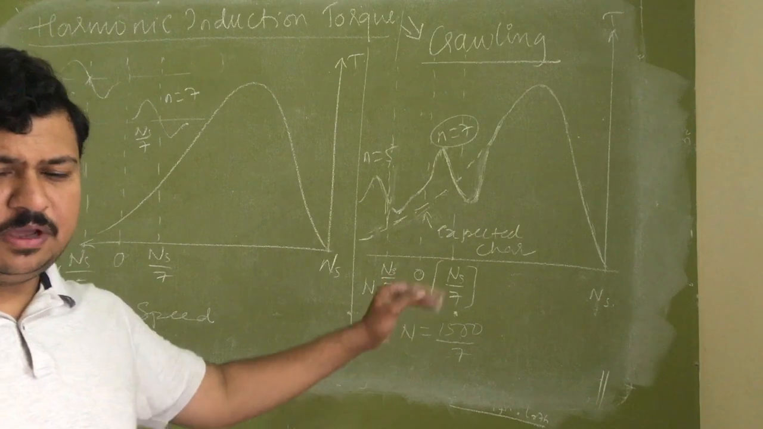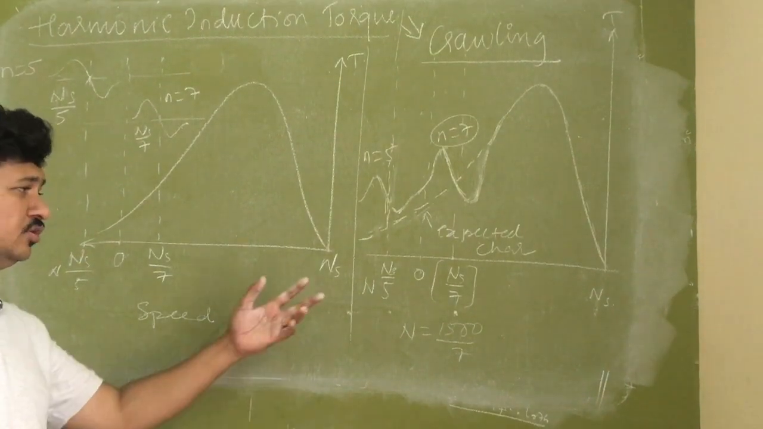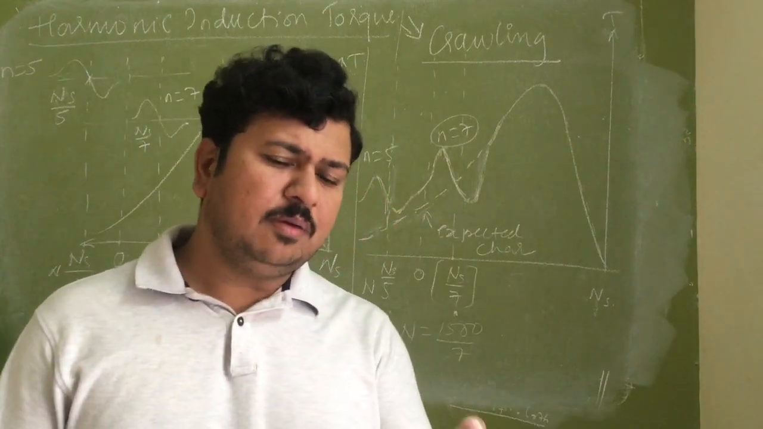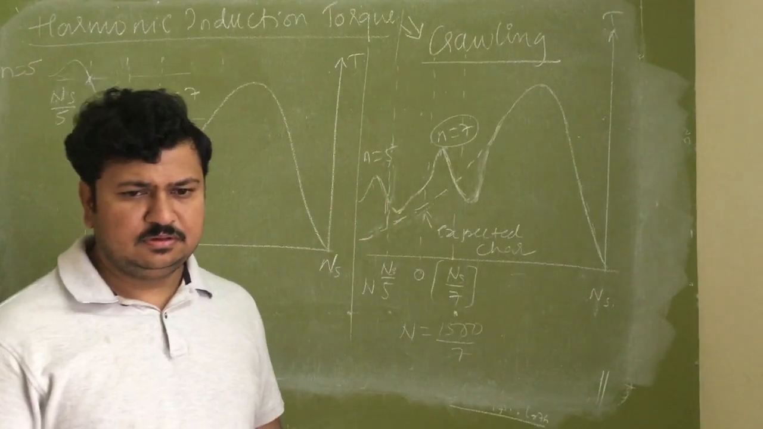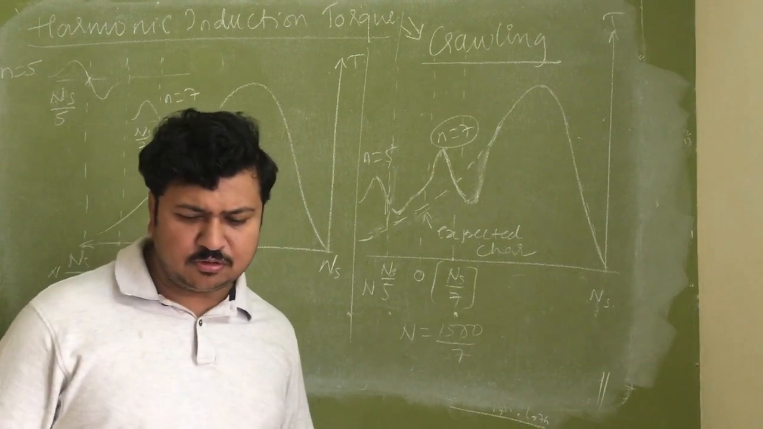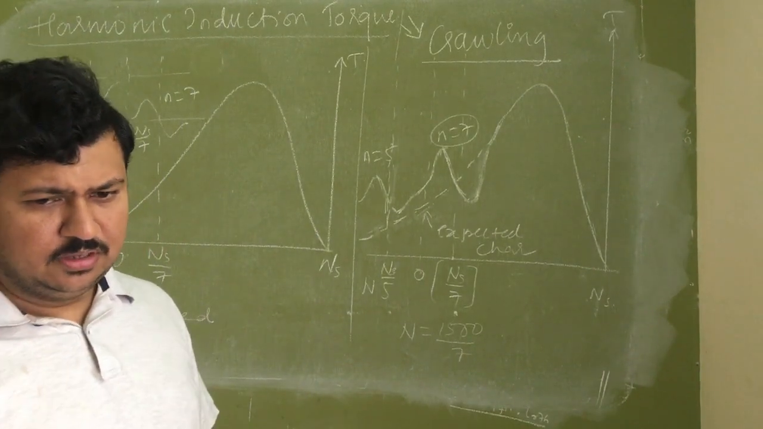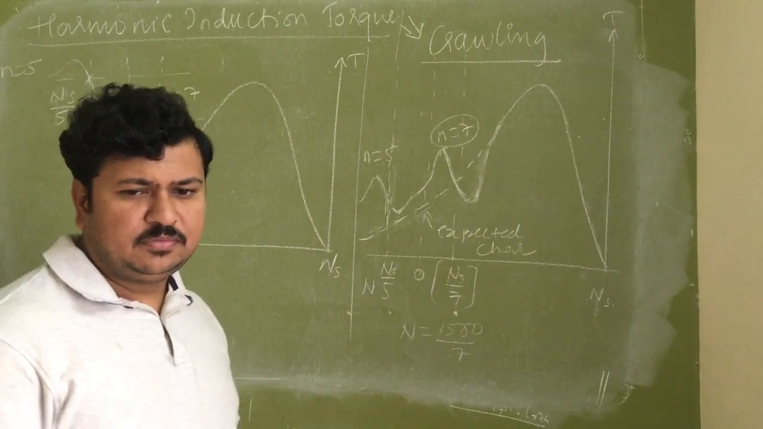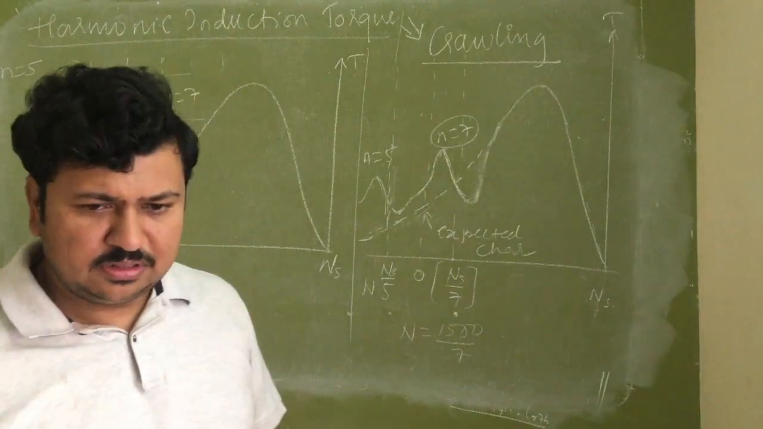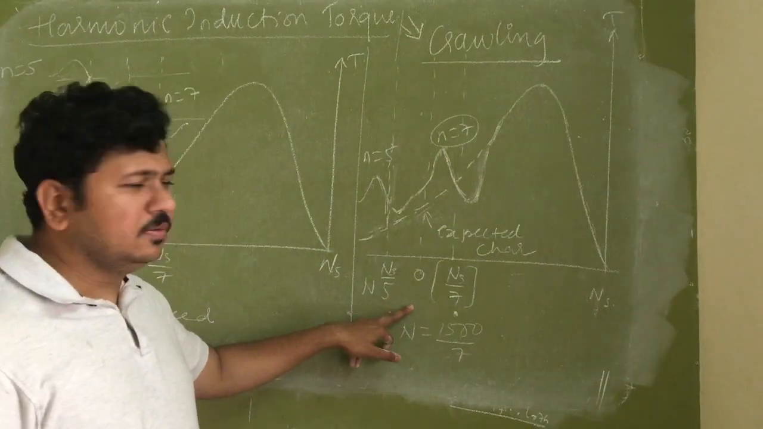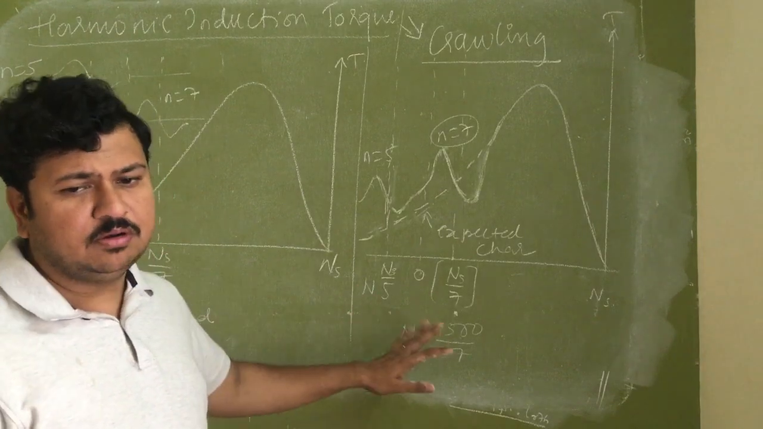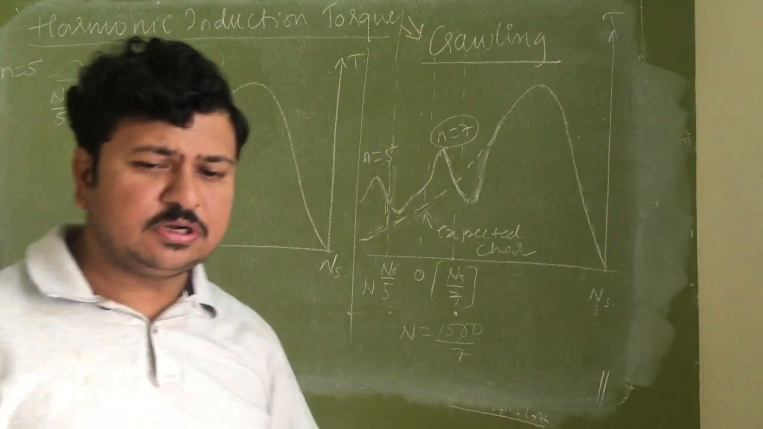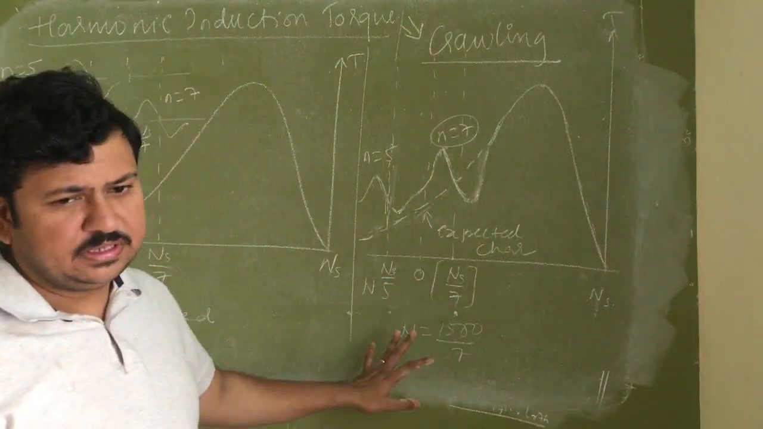Okay. Now this has to be avoided. How has this to be avoided? By selecting the proper number of rotor slots. We will see what the guidelines are for selecting rotor slots for a cage rotor. So this is one effect that we get. If the slotting is not proper, then the effect observed is crawling, because of harmonic induction torques.